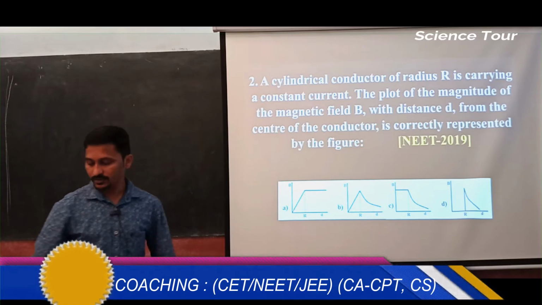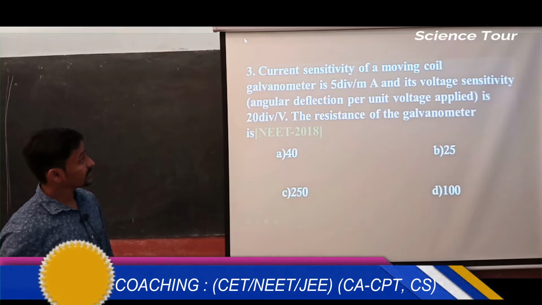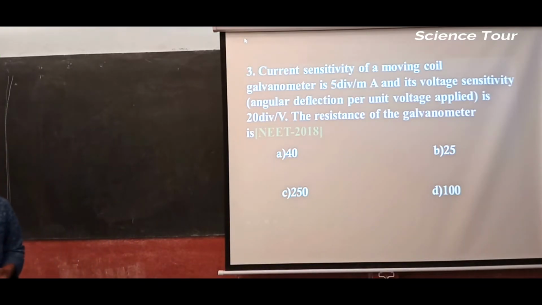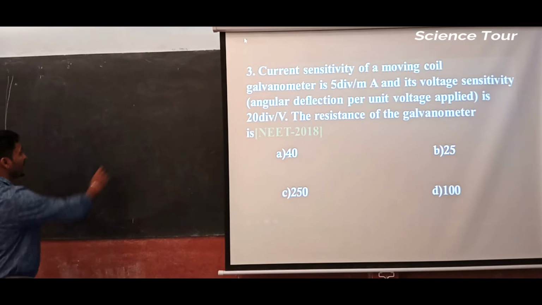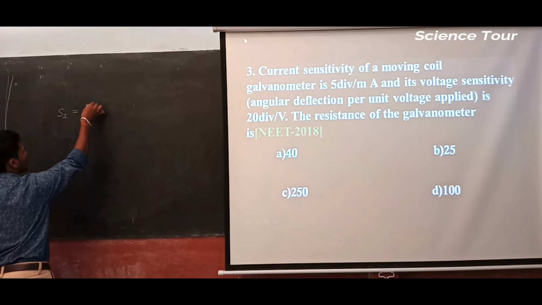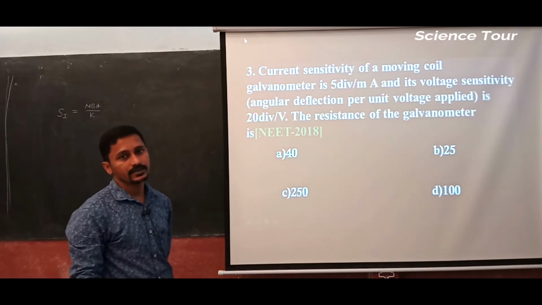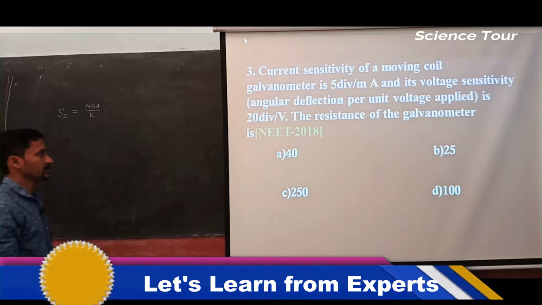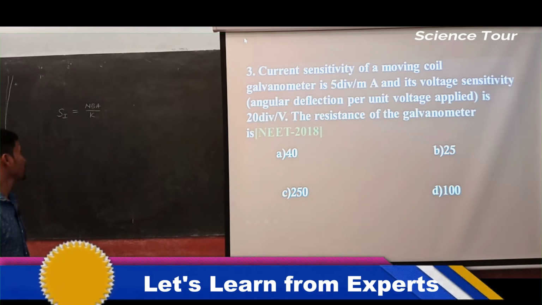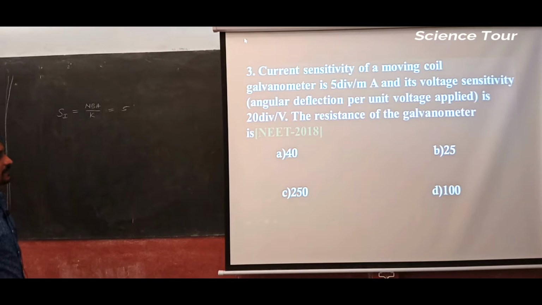So the next question we are going to talk about is current sensitivity. The current sensitivity of a moving coil galvanometer is 5 divisions per milliampere. Current sensitivity, okay, that is NBA divided by K, isn't it? Phi by I, the number of deflections per current, divisions per current, that is current sensitivity. So we have written that formula, NBA divided by K, which is equal to 5, okay, 5 divisions per milliampere.